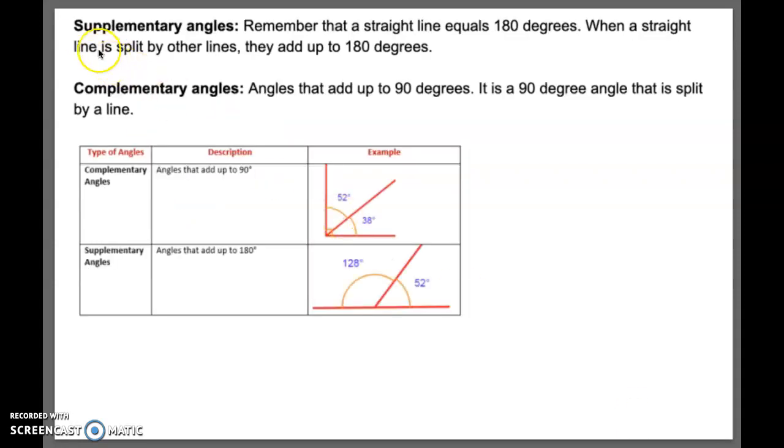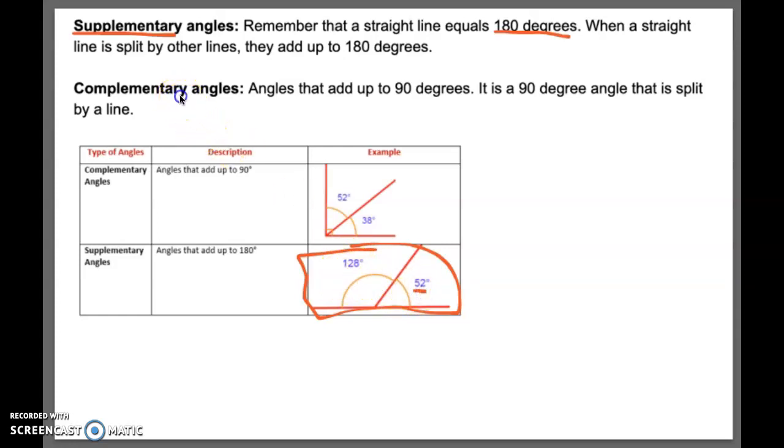And then we have our supplementary angles, which add up to be a straight line, which is 180 degrees. Remember, that's our magic number in these. And a straight line is split by other lines. So like this angle right here, sorry guys, my marker's a little off, then that straight line was split by this line right here. So if this was 128 degrees, whatever this angle was has to add up to 180. So you could have done 180 minus 128 to figure out that this is 52 degrees.